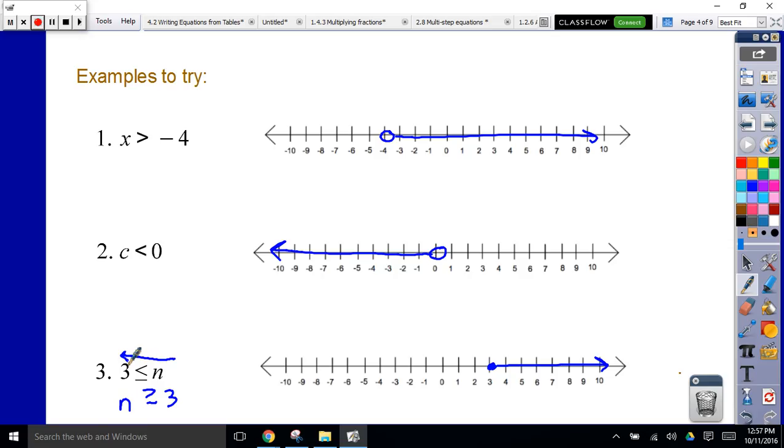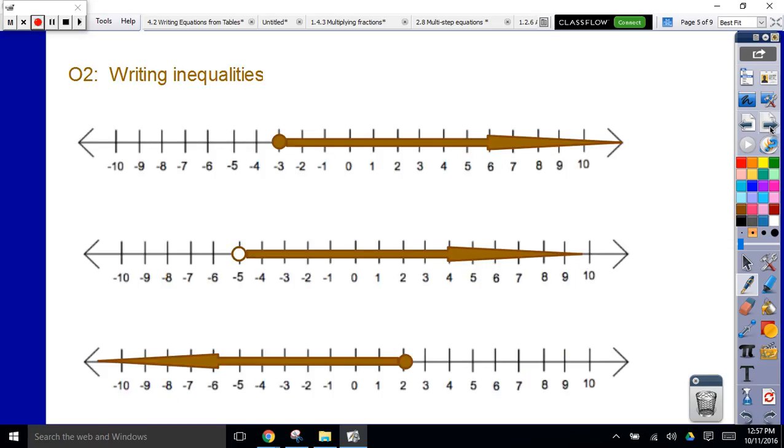Okay, now we're going to go in reverse. We're going to look at the graphs and we're going to write an inequality. Does anyone want to volunteer to tell me what they think this inequality would say? Hart?